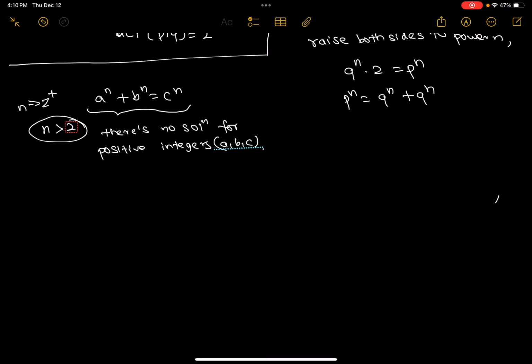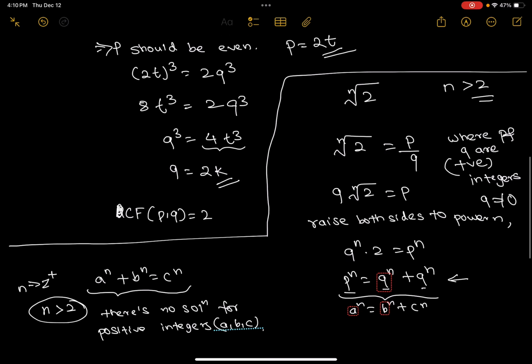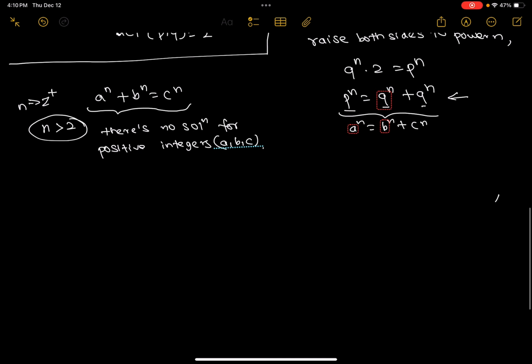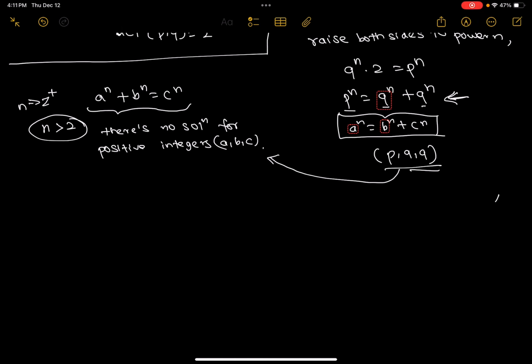So now we see that this equation over here is in the same form, like a to the power n is equal to b to the power n plus c to the power n. For this to be satisfied, we need some integers p and q to satisfy this equation. If there are such integers p and q, that means Fermat's theorem would be false. If this satisfies the equation, then we get a solution p, q, q. But Fermat's theorem says that there's no solution. So since there's no such solution, this equation in itself is a contradiction.